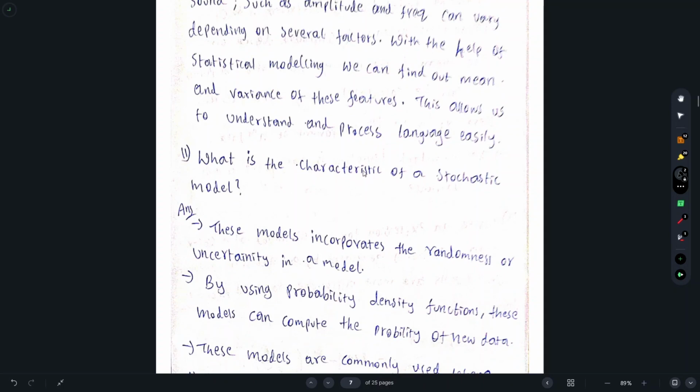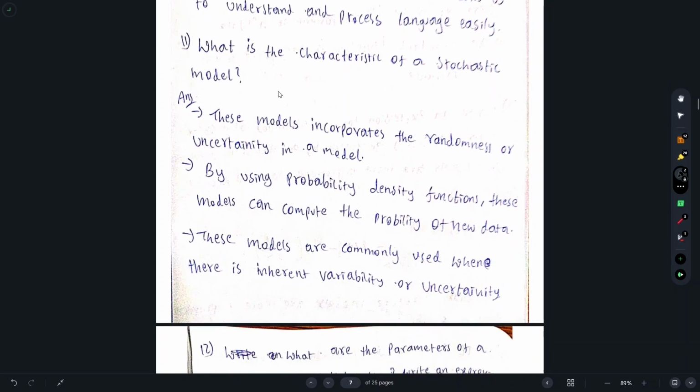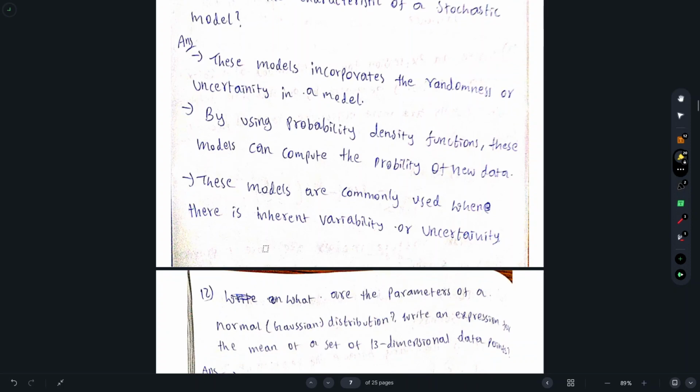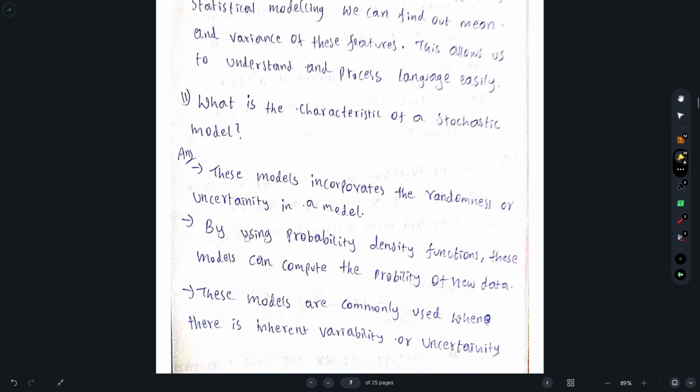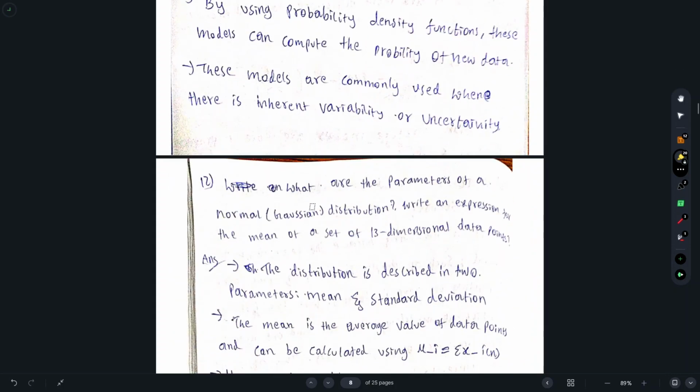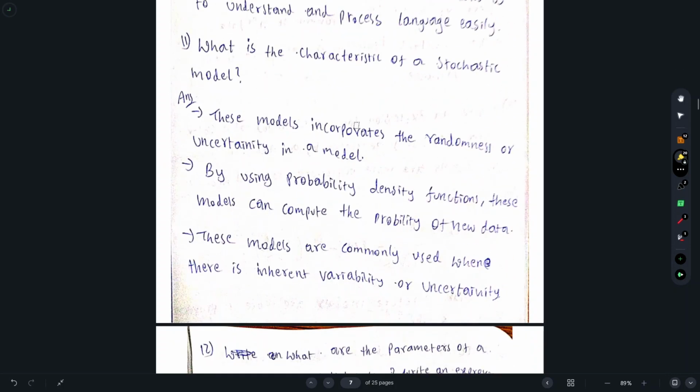So what is the characteristic of a stochastic model? The characteristic of a stochastic model is that it incorporates randomness or uncertainty in a model. By using a probability density function, these models can compute the probability of new data. So these models are used when there is an inherent variability or uncertainty. If the data is incomplete, with the help of these models, the randomness or uncertainty in a model will be cleared. So that is a characteristic of a stochastic model.